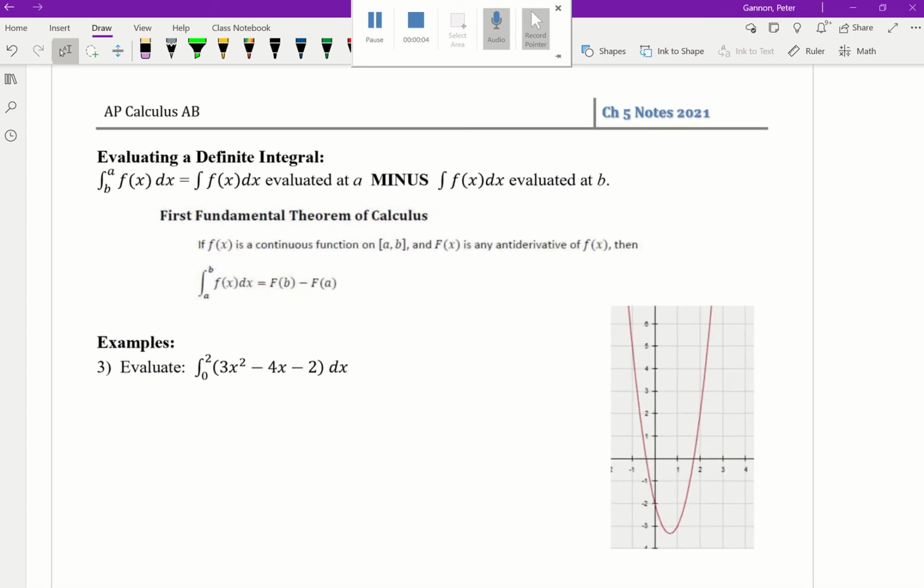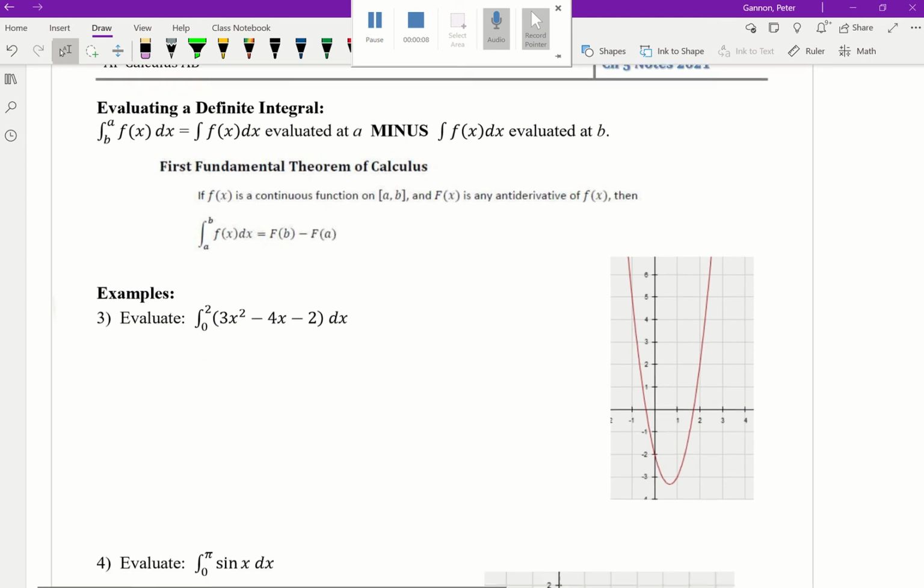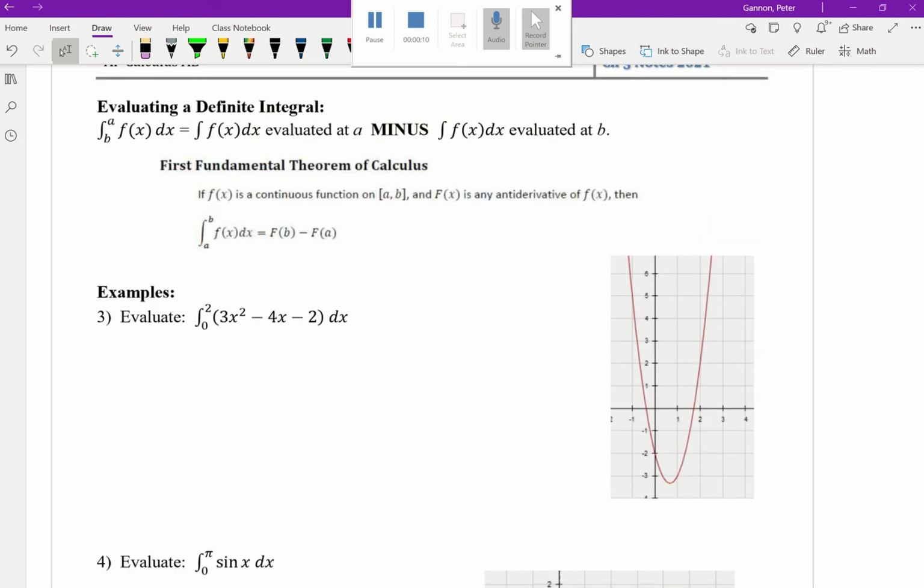This is part 2 of the chapter 5 day 2 notes. So we did a few examples previously. So we're going to look again at evaluating that definite integral.